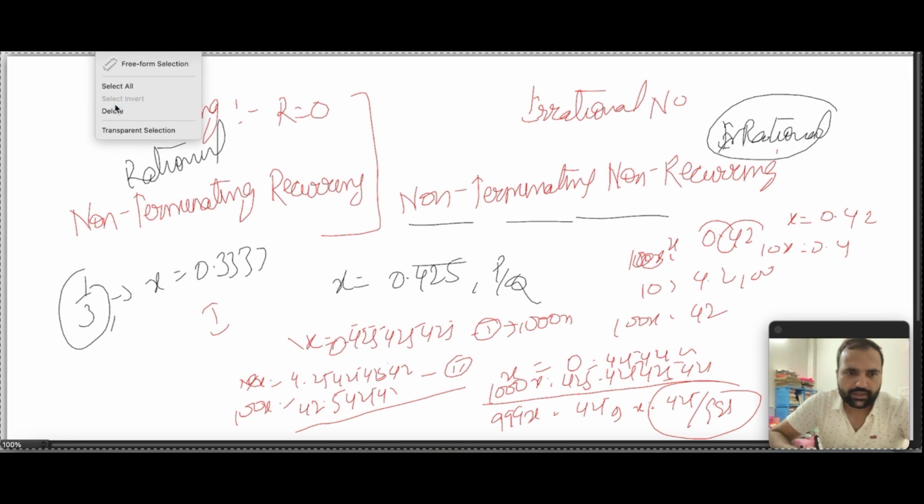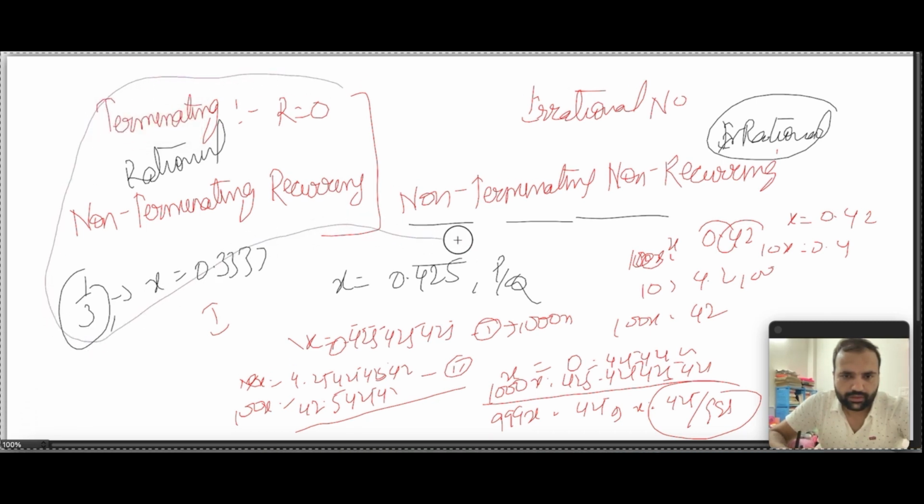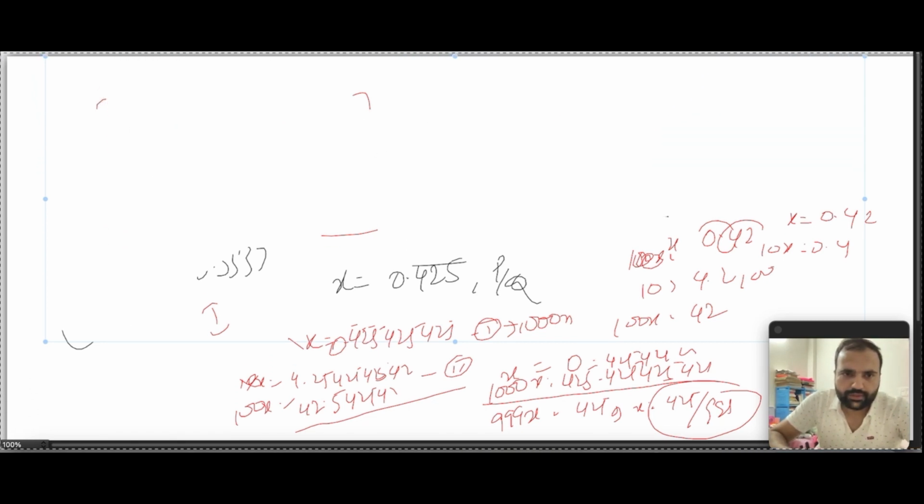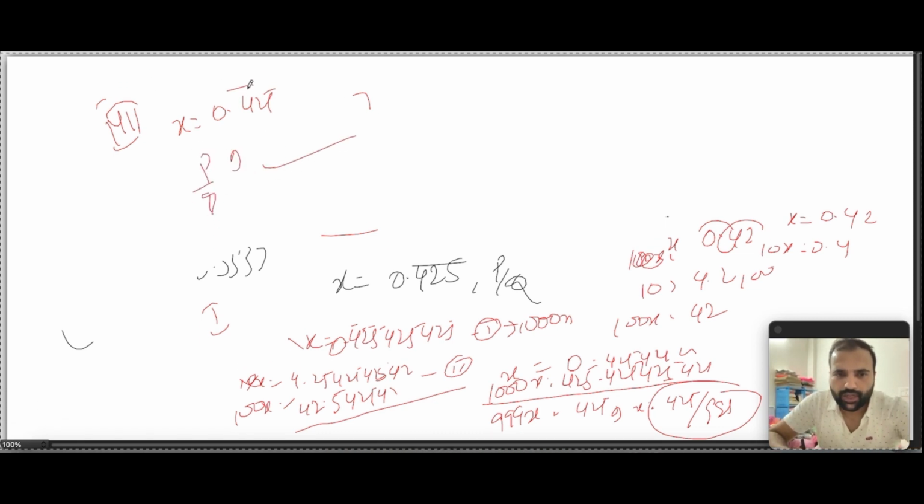Now we'll try to do it with the second method as well. Let's apply that. So again, let's do the second method. Method 2: x equal to 0.425 bar. We have to convert it into the p by q form. So q we'll derive first. Listen to me very carefully.